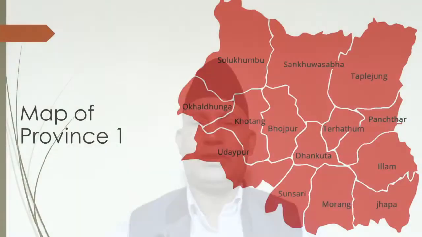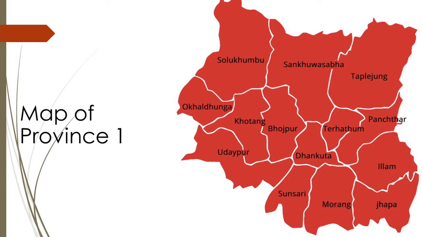Okay, province. I already told you, Nepal at present, according to our constitution, is divided into seven provinces. Let's go to the first province. Okay, province number one. You can see the map of province number one. It borders China and India. The northern part is connected with China, and the eastern and southern parts are connected with India.